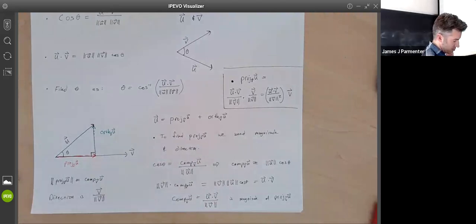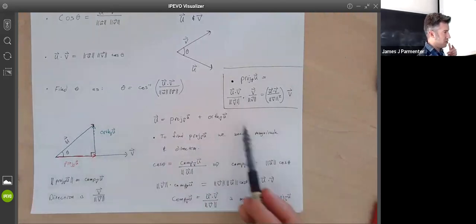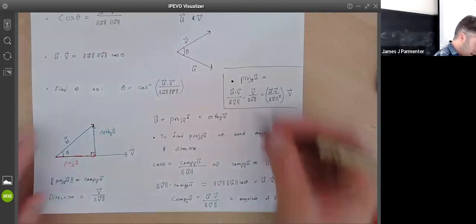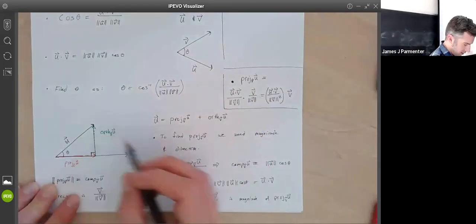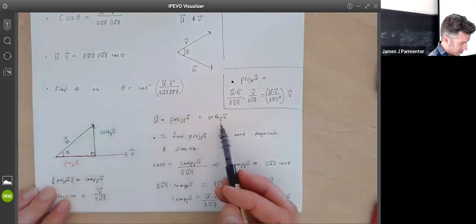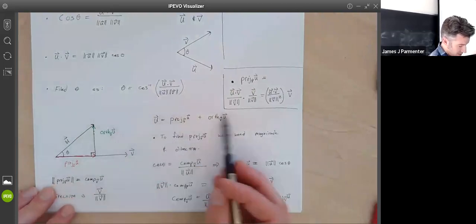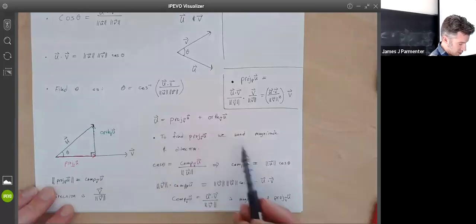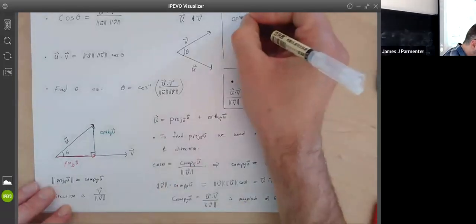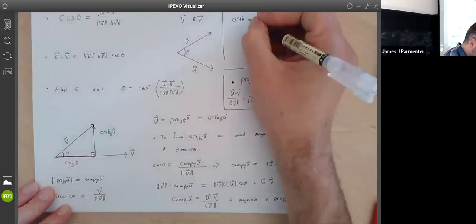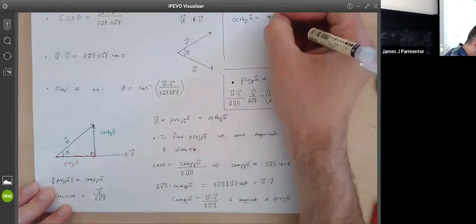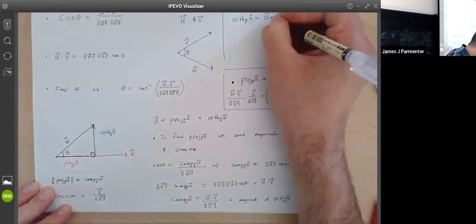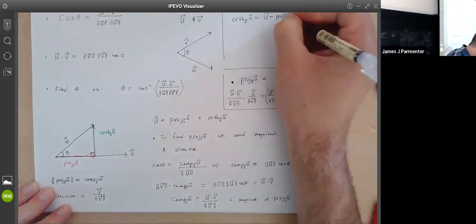The other thing, the orthogonal complement after you have the projection, is really, really easy. If the projection of u plus the orthogonal complement of u is equal to u, then the orthogonal complement is just u minus the projection. So you almost never calculate this on its own. You just calculate the projection first and then say the orthogonal complement is u minus the projection.